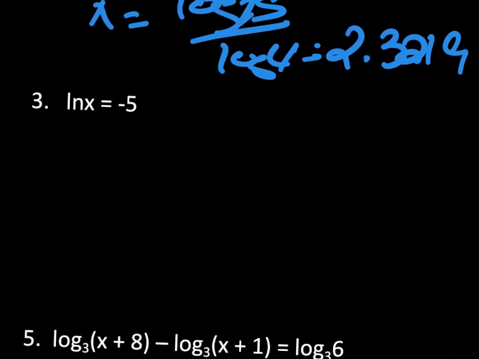Number three is just like that, except it's an ln. Anytime you see a natural log, remember it's base e. So I'm going to do e to that power equals x. So I'm going to say x equals e to the negative 5 power. I'm going to punch it in real quick. When I punch it in, I'm getting 0.006. Oops, can't write it. I said it. 0.0067. And that should be number three.